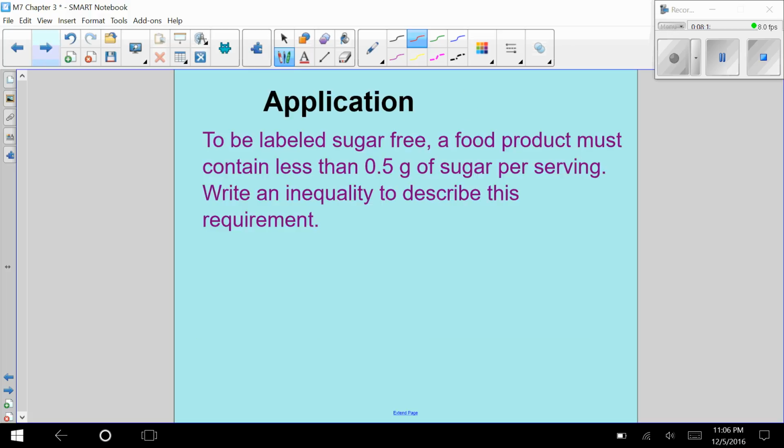Now try this one. To be labeled sugar-free, a food product must contain less than 0.5 grams of sugar per serving. Write an inequality to describe this requirement. All right, to write this, you'll pick your variable. Let's say X. Less than is less than, and 0.5 grams of sugar per serving.